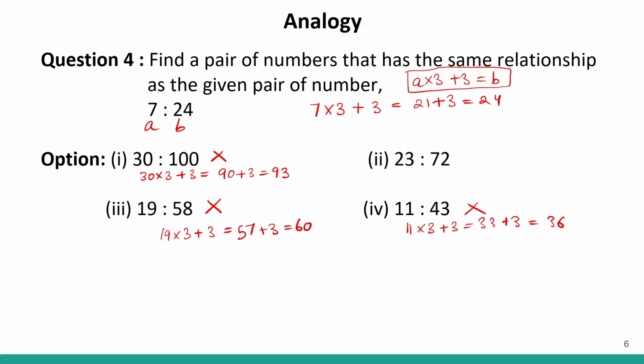So not correct. Let us check for 23. 23 into 3 plus 3. So 3 into 3, 9. 3 into 2, 6. Plus 3 will give me 72. So this one is the one that follows the same logic. Therefore, the answer will be option number 2. 23 is to 72 bears the same logic as the pair given in the question. Okay.